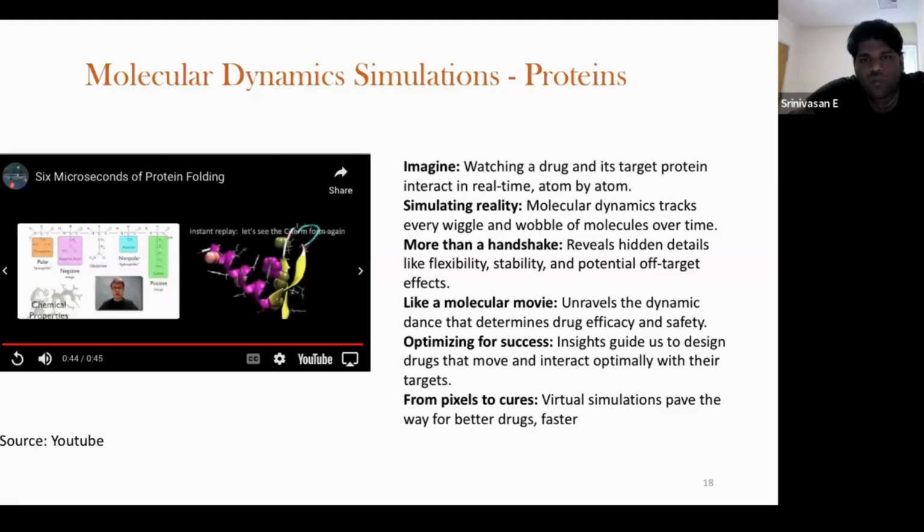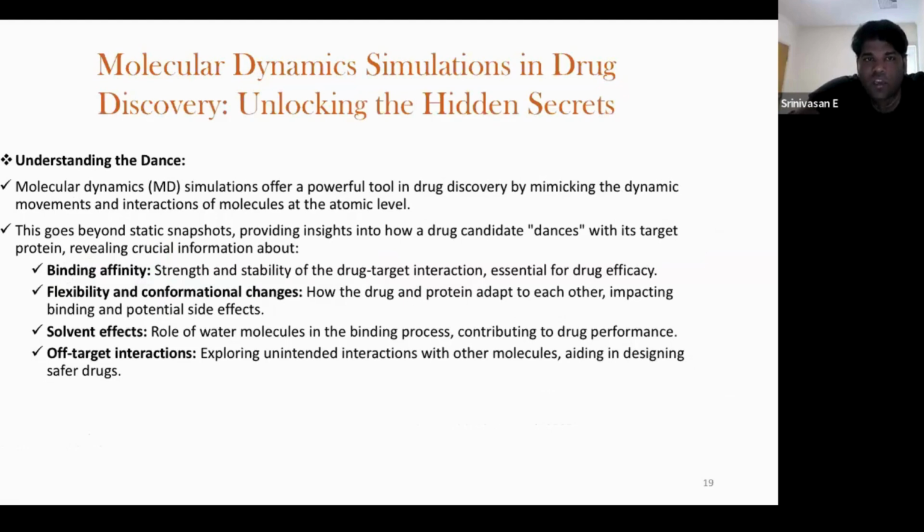It doesn't stop here. The next part is how MD simulation is used for drug discovery. In terms of drug discovery, molecular dynamics simulation offers a very powerful tool. It helps in mimicking the dynamic movements of the interactions at the atomistic level, the movement of the amino acids at the atomistic level.